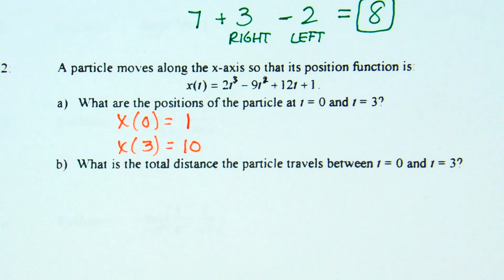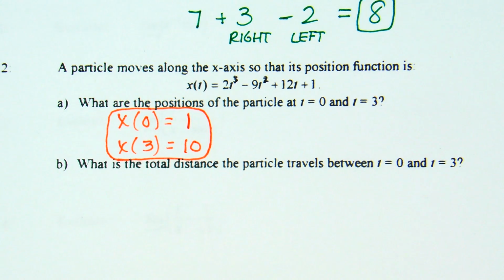Okay, so those are the positions, right? Starting at 1, ending at 10. Who knows where all it went in between? But that's the beginning and ending positions. What is the total distance the particle travels between t equals 0 and t equals 3? I kind of just talked about this. Is it just 10? Or excuse me, 9?